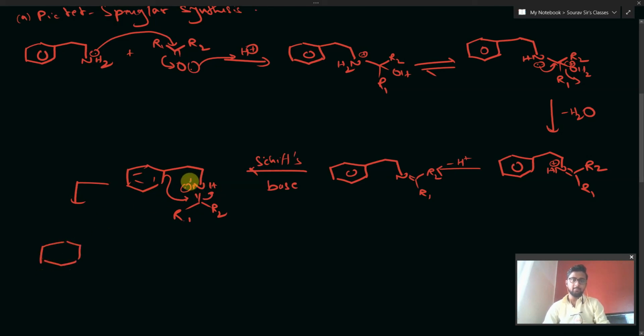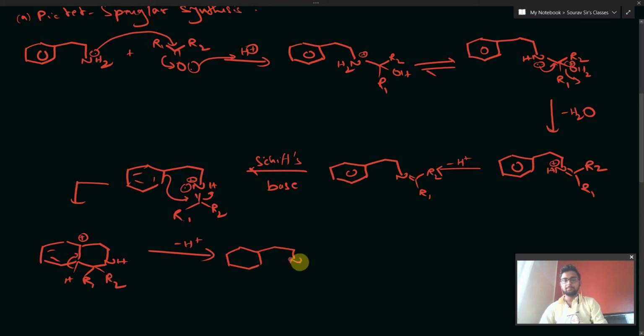Okay, so what we'll be getting is a plus charge over here. We have double bonds and NH R1 R2. Then after the loss of one H plus from the system, we'll be getting NH R1 R2. Then the last step would be selenium.